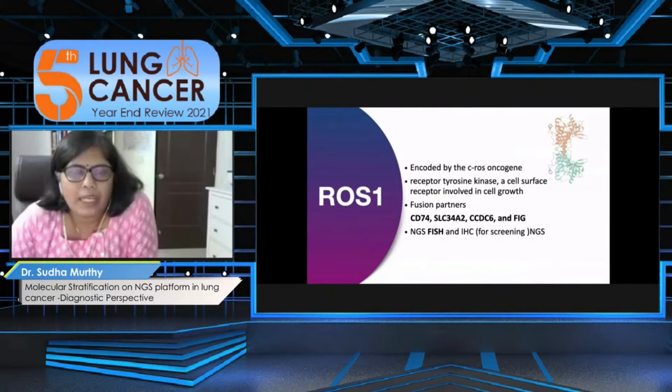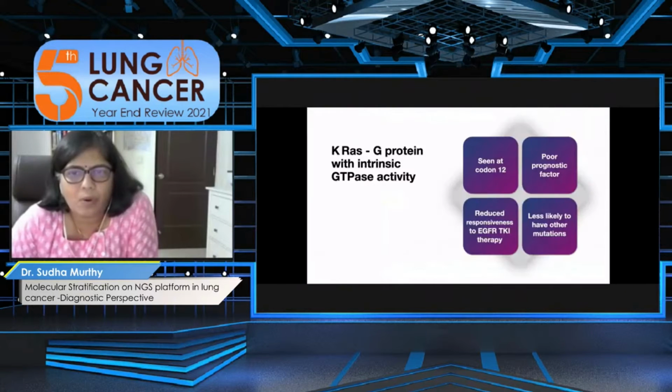Moving on to ROS1, again this is a fusion. The fusion partners could be several. I would not elaborate. Commoner ones are CD74 and SLC34A2. And ROS1 is generally done by FISH. IHC is not recommended. It's only used for screening. And now with NGS, it is covered with RNA sequencing. Please remember all fusions by RNA sequencing wherever possible. So ROS1 is encoded by the c-ROS oncogene.